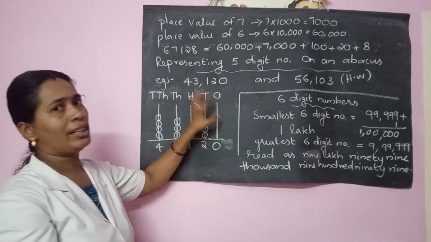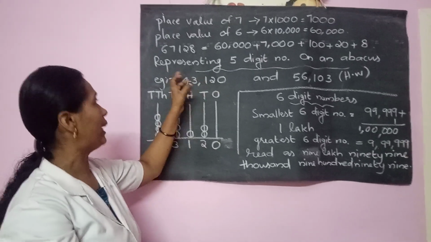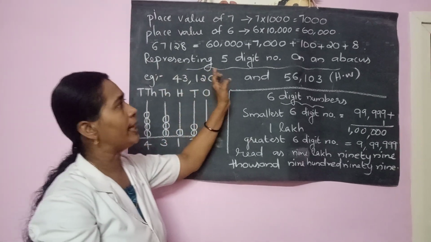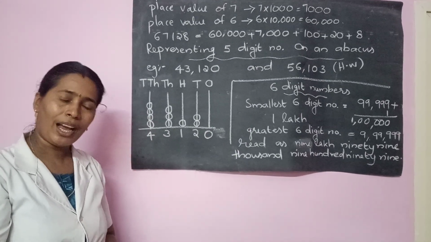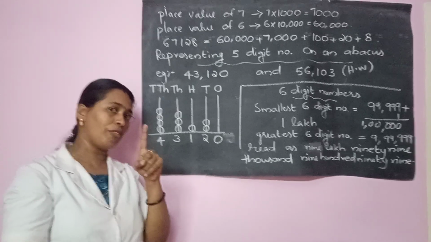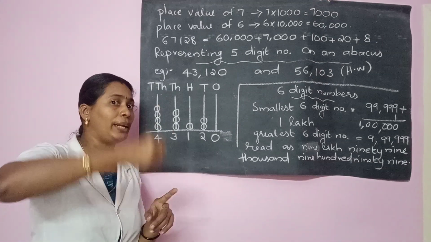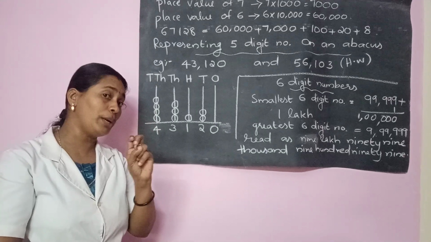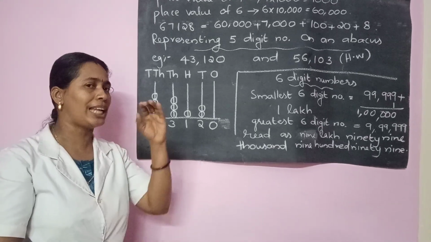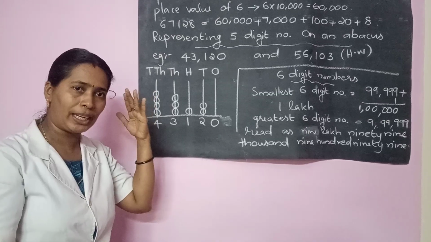Very easy one that you studied actually. Let us study again: representing a 5-digit number on an abacus. Abacus, have you seen? In order to represent one, there is one bead on the string, isn't it? Then, in order to represent 2, how many beads? 2 beads, like that way. We have seen the abacus.